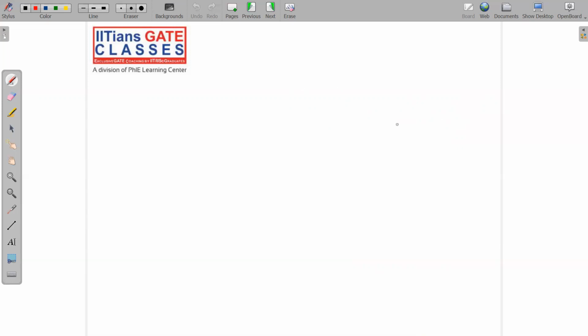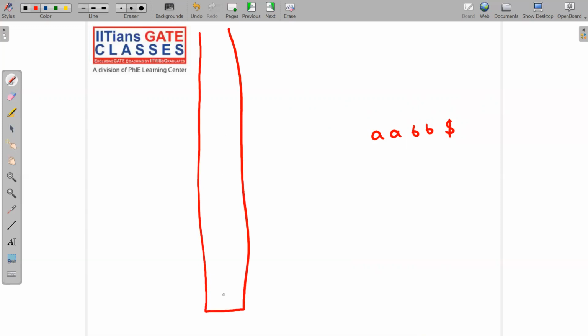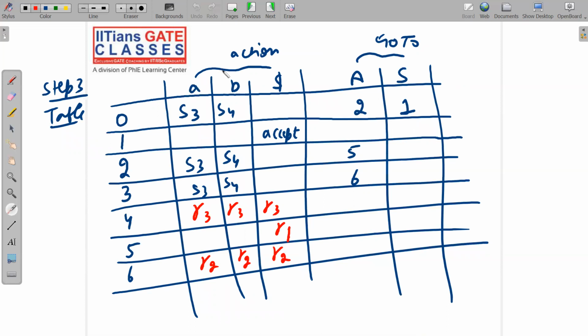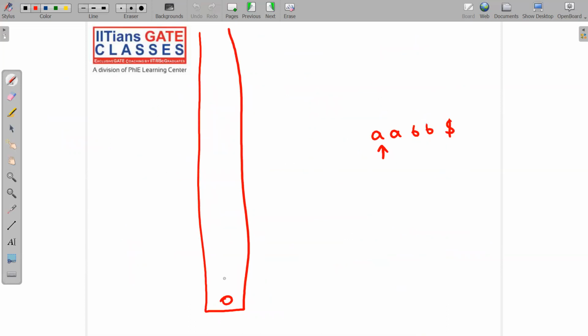Okay. So let us take the same string: double A, double B, dollar. This will be our stack with initial state 0. I will say 0 on A. See the table. 0 on A, S3. S3 means A will be pushed onto the stack, 3 will be pushed onto the stack, and look ahead will point to the next symbol.